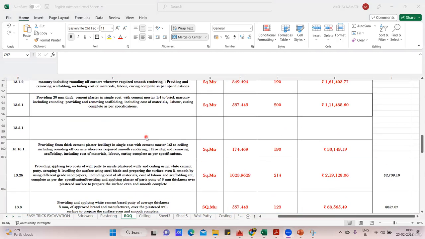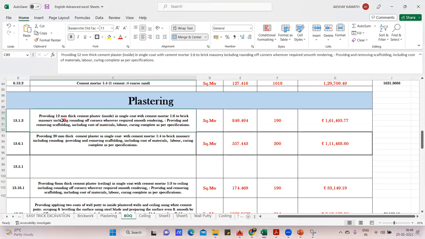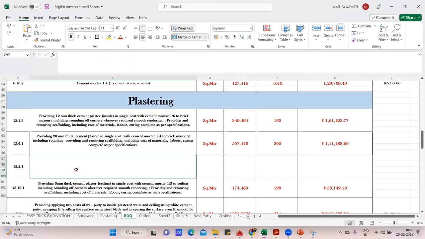Before that, one thing I want to add. When we calculated the plastering quantity for the brickwork, we did a 12 mm thick cement plaster, right? That was your inside wall. Then we did 20 mm thick, which was your outside wall. And then for ceiling, it was separate. One thing we forgot, like I forgot to tell, is about the 15 mm.